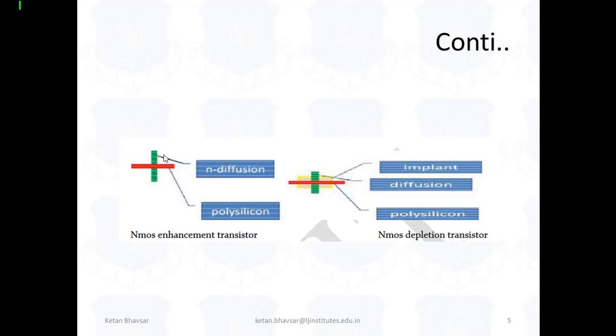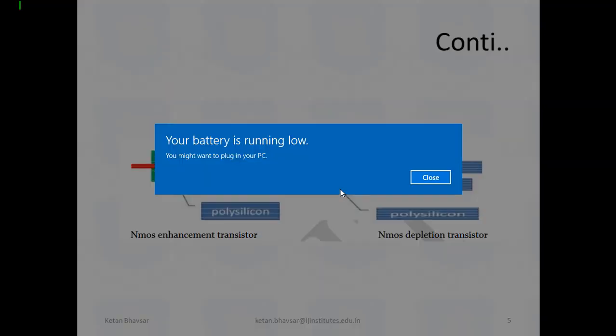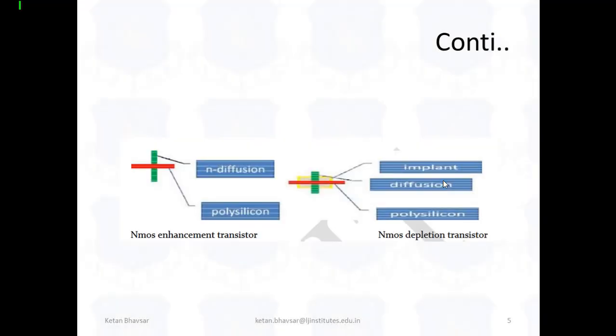When you're talking about the enhancement type, then you have N plus diffusion in green, and you can see the polysilicon in red. And when you're talking about the depletion type of region, then we create the N plus diffusion the same, red for the polysilicon, and an implant is needed for the depletion region. So it looks like gray.